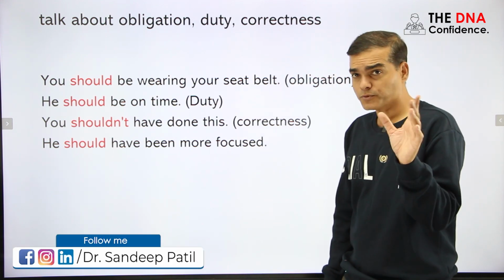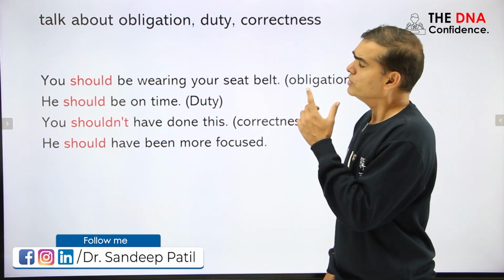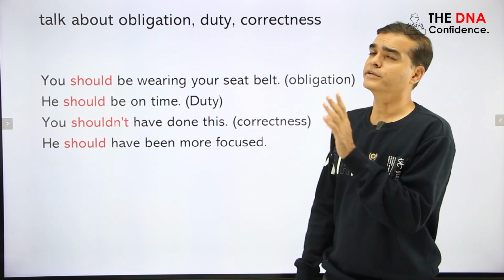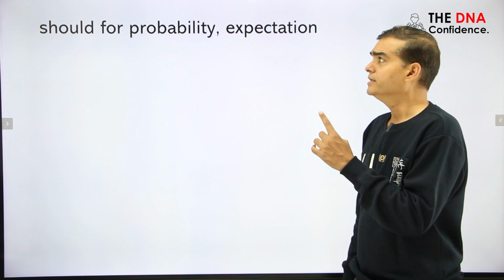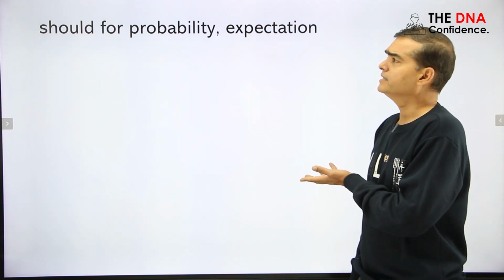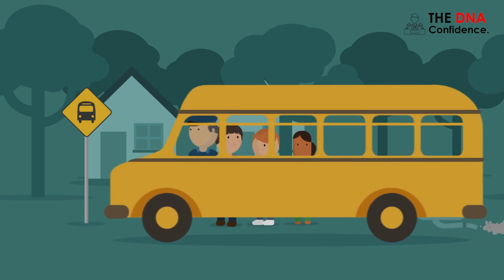Now the last point is very important. This is to understand. Now don't go and learn this by heart. It is used in obligation, it is used in duty, correctness, or not required. Don't do that. Okay. It is used for probability and expectation. For example, are you ready? The bus should be here soon.